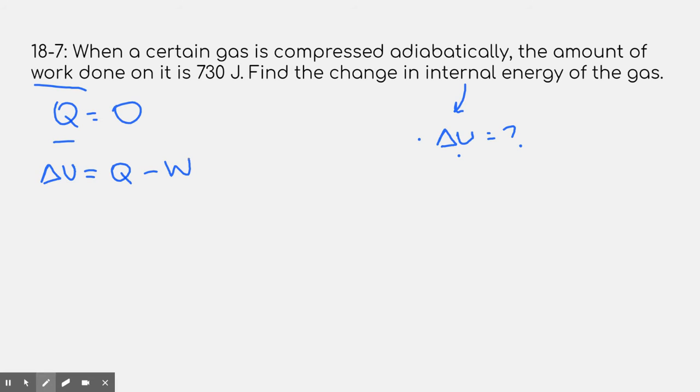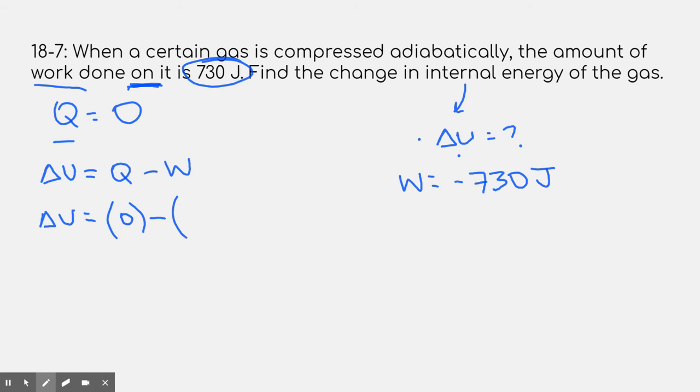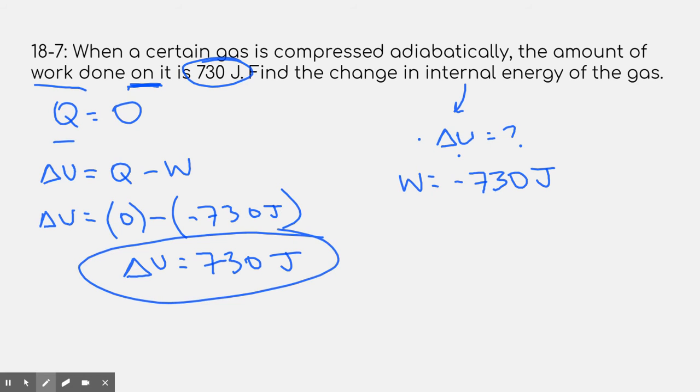We know that the work done on the gas is 730 joules. Since it says it was done on the gas, we know that work is negative 730 joules. So you have to pay attention to the wording here. Let's plug in what we know. Q is 0 minus negative 730 joules, which just means the change in internal energy is a positive 730 joules. And that's it.